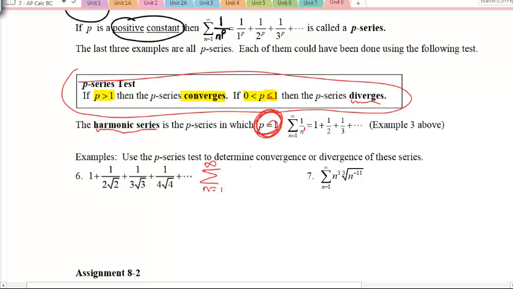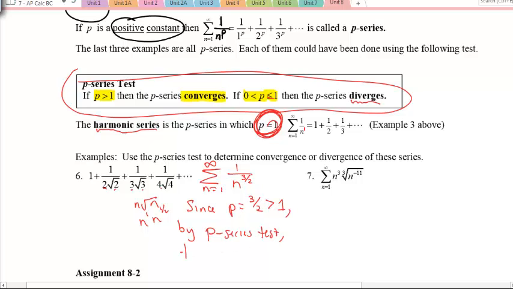I hope you can see that as a summation. This is the sum from 1 to infinity, and it's 1 over, and the question is, what is the value of p? Well, notice it's n and root n. That would be n to the power of 1 and n to the power of half. Add them together, that's n to the power of 3 over 2. Since the p value here is equal to 3 over 2, and it's greater than 1, by the P-series test, the series, you got it, converges.